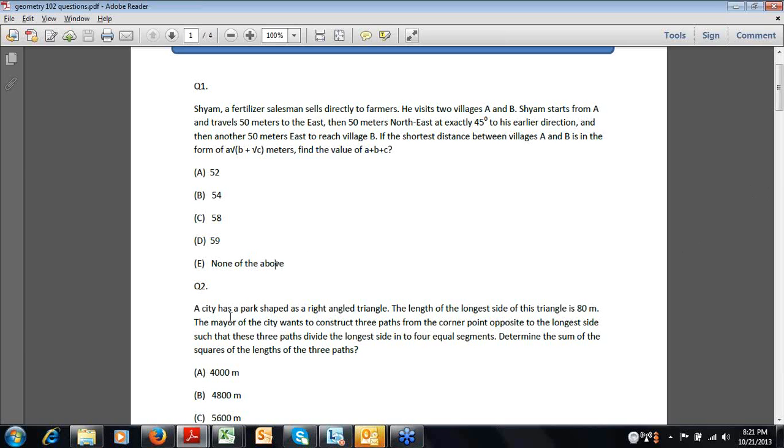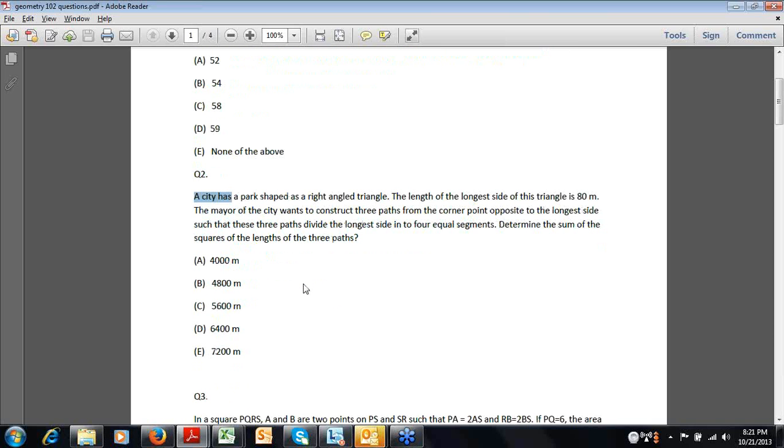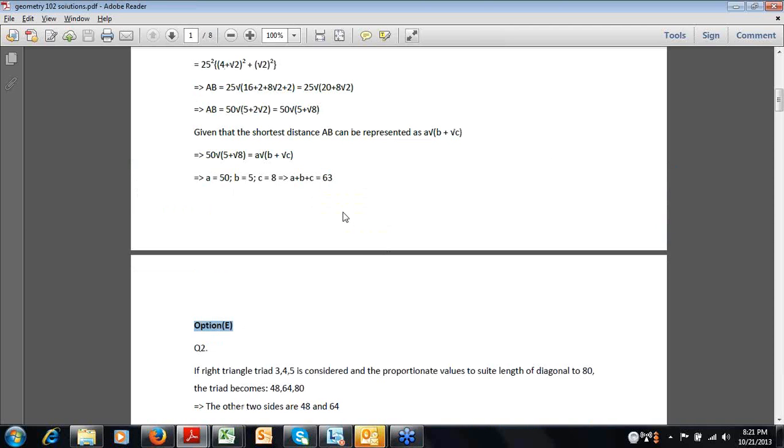Okay, we'll go ahead with question number 2. What is question number 2? A city has a park shaped as a right angle triangle. The length of the longest side in this triangle is 80 meter. The mayor of the city wants to construct 3 paths from the corner point opposite to the longest side such that these 3 paths divide the longest side into 4 equal segments. Determine the sum of the squares of these 3 paths.